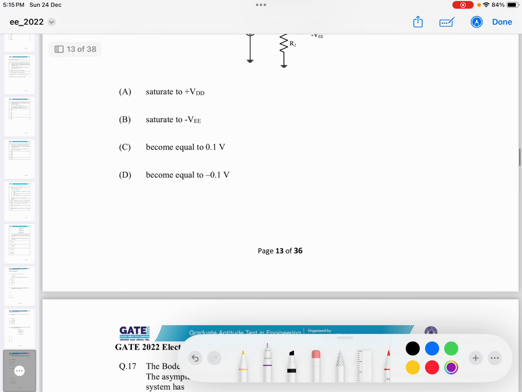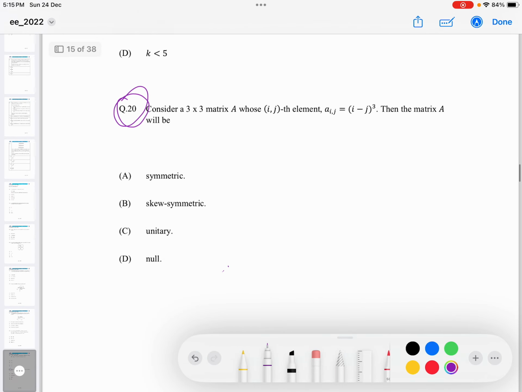Let's jump to the question. The first question is number 20. Consider a 3 by 3 matrix A, and we are given the relation. We have to find whether the matrix A is symmetric, skew symmetric, null, or unitary. First of all, you will have to find the elements of this matrix.